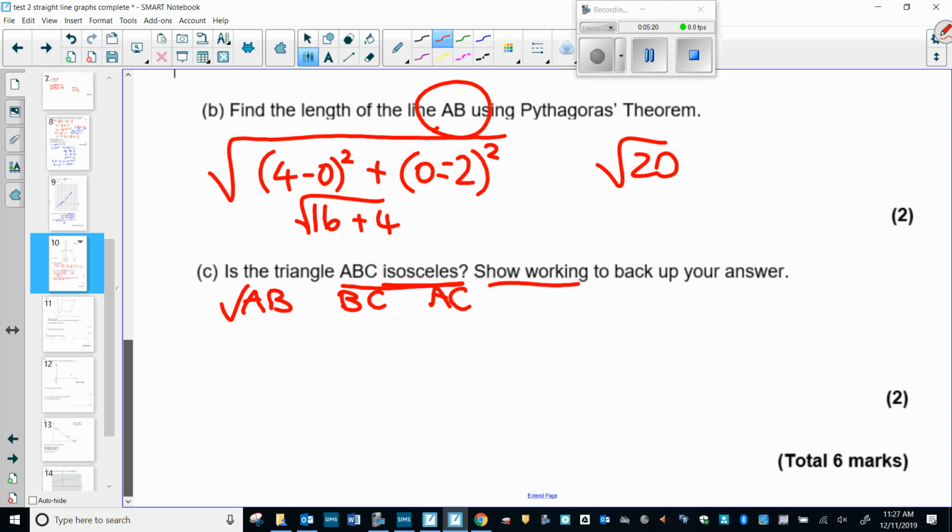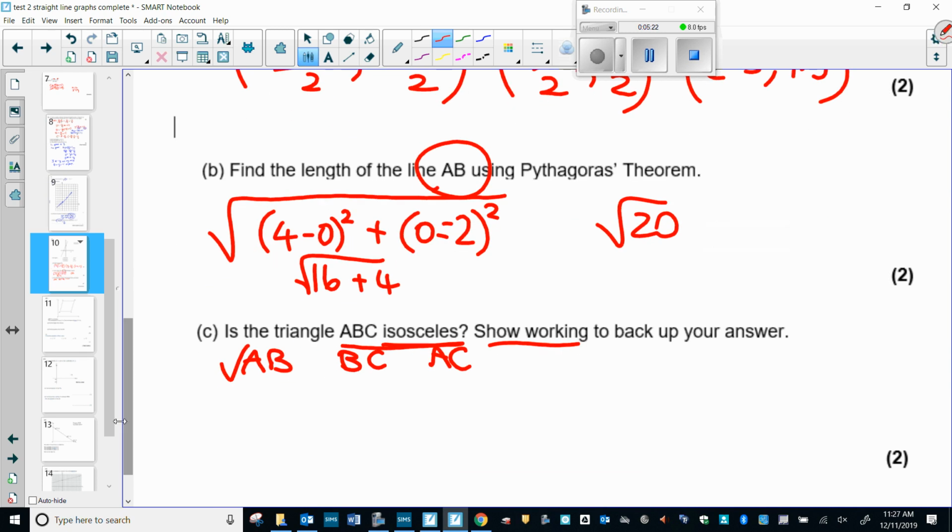Right, so Hayley, could you tell me how to find the length of BC? It's going to be similar method to this one here.